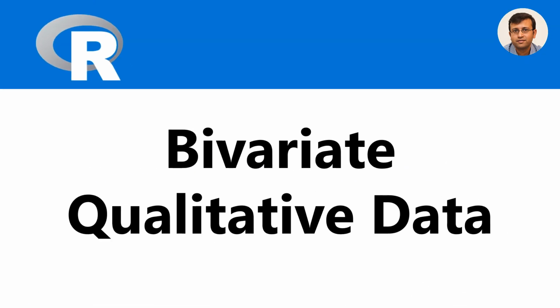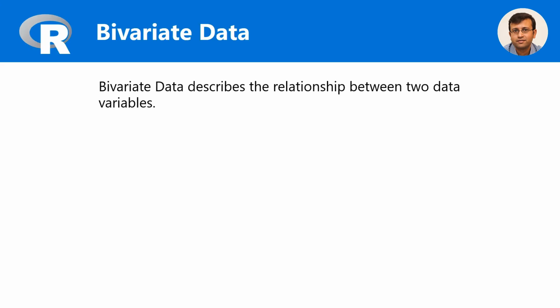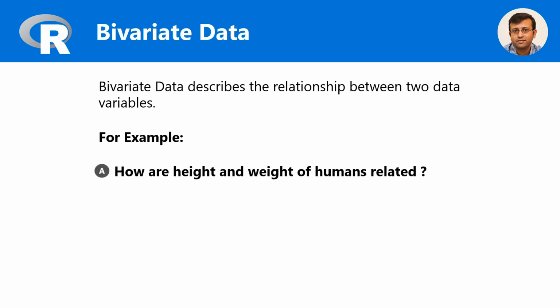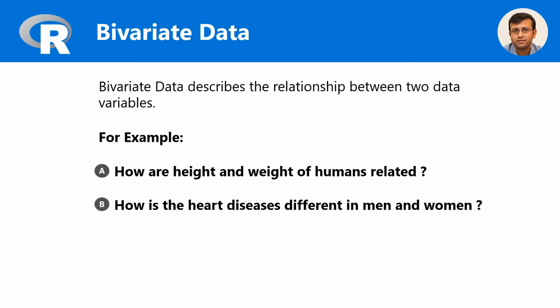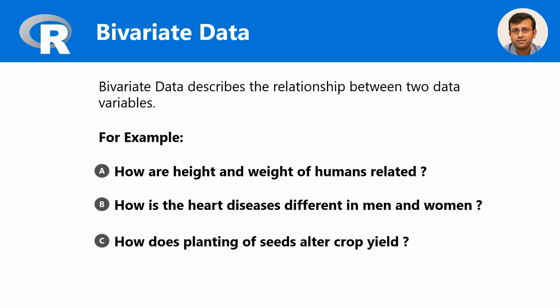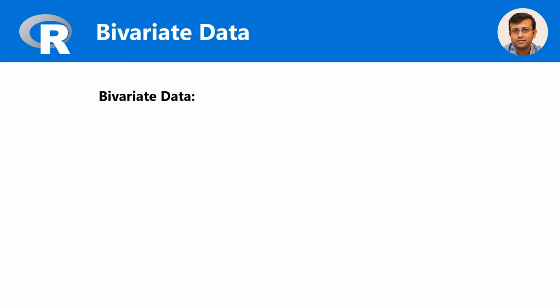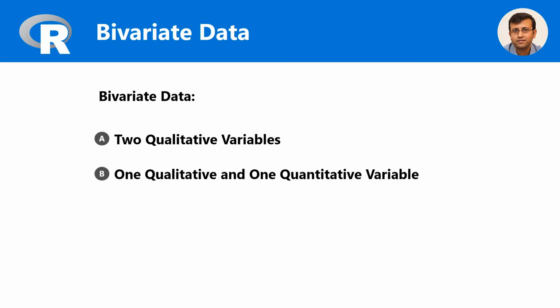In this video, we will talk about the basic approaches of dealing with two variable data or bivariate qualitative data. A great deal of statistical analysis is based on describing the relationship between two data variables. For example, how are height and weight of humans related? Or how is the heart diseases different in men and women? Or we can also have a question to analyze how does planting of seeds alter crop yield? The bivariate data may consist of two qualitative variables, or one qualitative and one quantitative variable, or two quantitative variables.